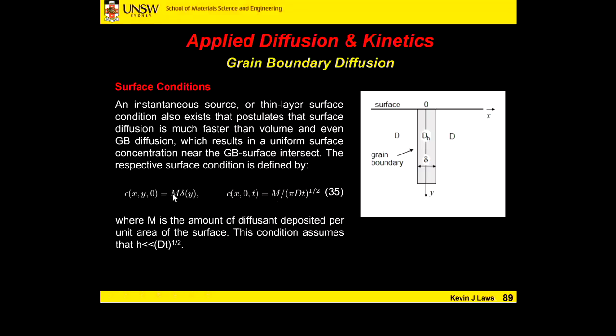Where we have this M factor, which is the amount of diffusant deposited per unit area of the surface. Once that's depleted, essentially our reaction will stop. So we have a limited depth, dependent on how much material we actually have at the surface. We consider it to be a constant supply until it runs out. This condition assumes that our thickness is much thinner than our diffusion depth profiles over time.